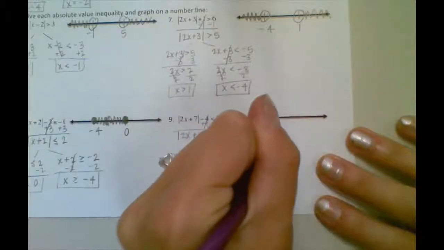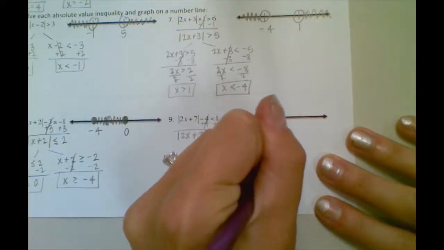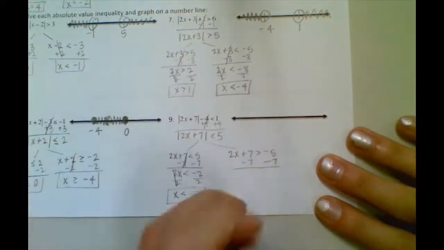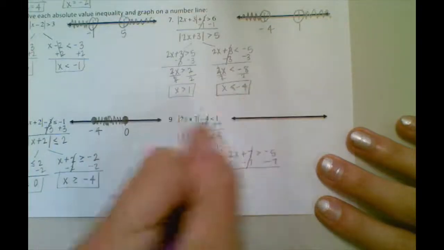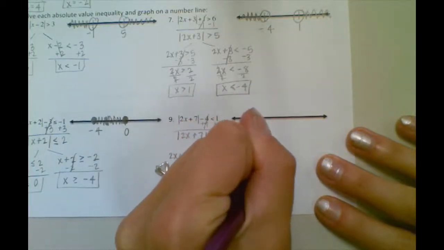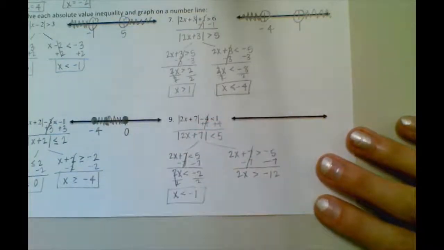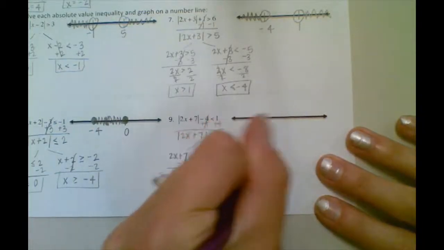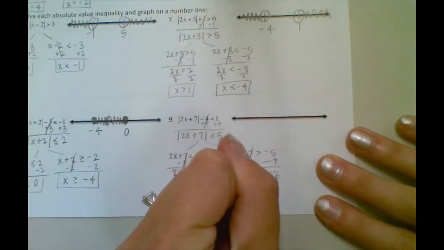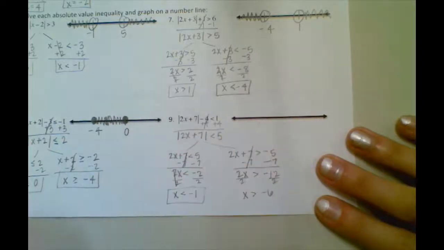Over here, subtract 7 from both sides. Whoa, that's a long negative sign I showed there. So 2x is greater than negative 12. Negative 5 minus 7, yep, okay. Divide both sides by 2. X is greater than negative 6.